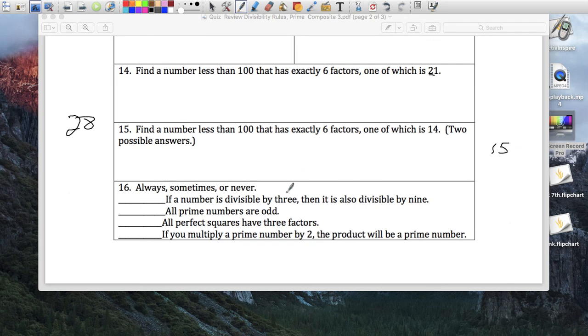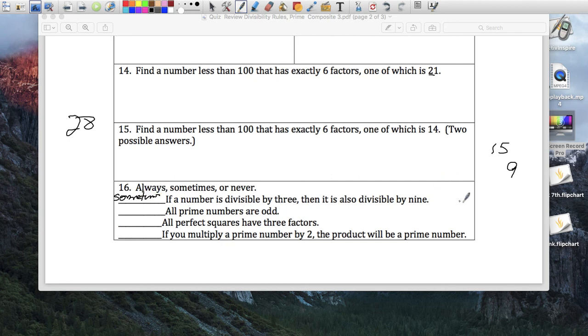Is there a number that's divisible by 3 and also divisible by 9? Well, let's pick 9. Is 9 divisible by 3? Yes. Is 9 divisible by 9? Yes. So you can say that sometimes a number divisible by 3 is also divisible by 9. So this would be sometimes. Not never, but sometimes.